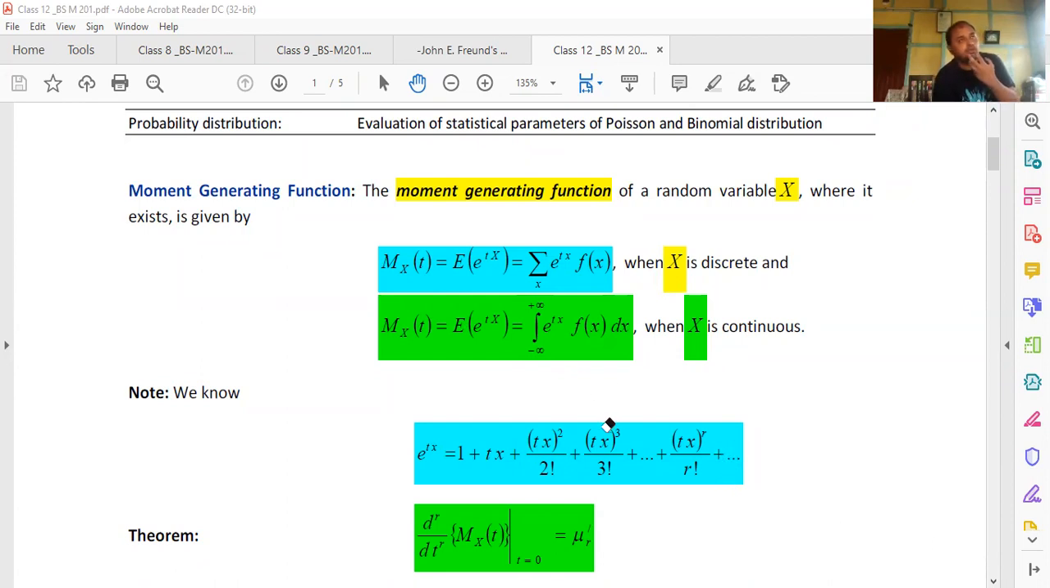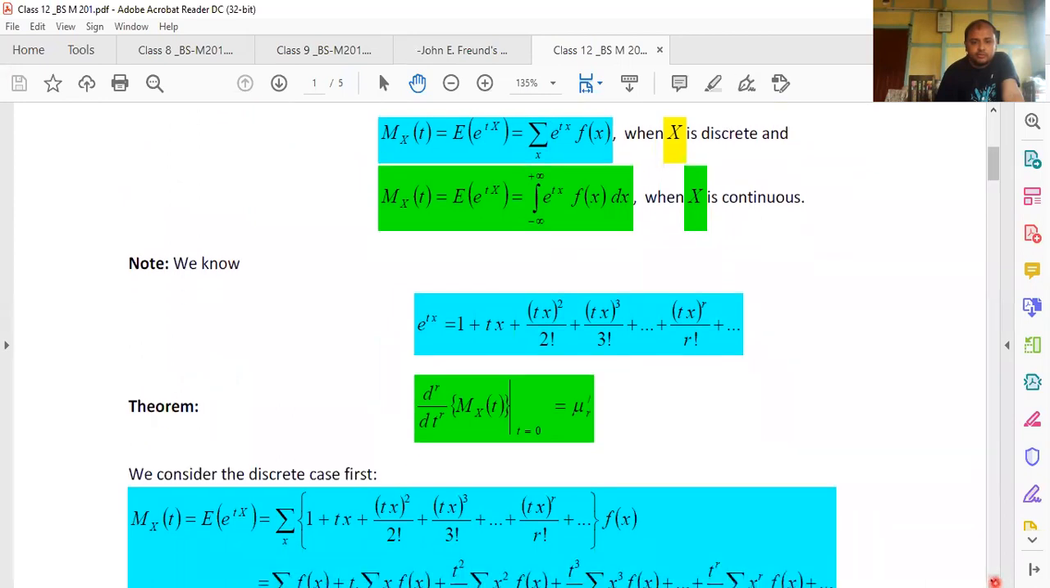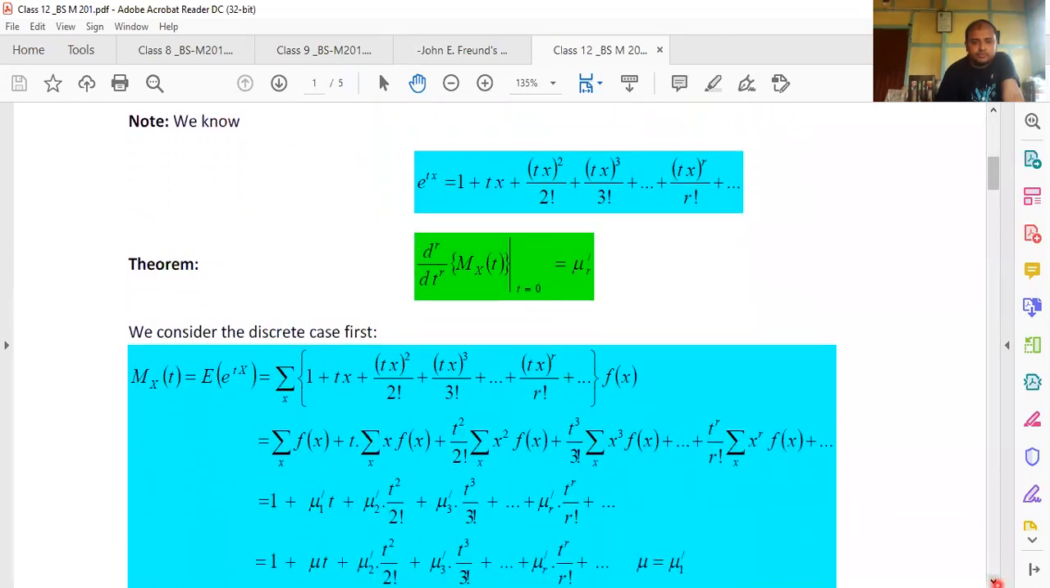Why am I so interested in writing this particular formula? Because we know that the moment generating function is given in terms of expectation, so in place of this value, we can put this entire series and calculate the thing. This is a very well-known theorem, but I'm not going to prove the theorem. You can do it by yourself if you want.